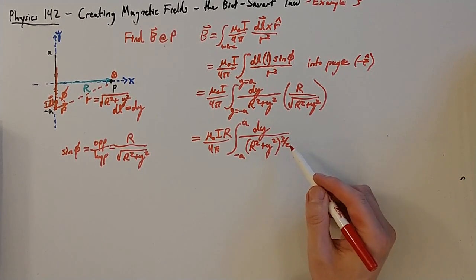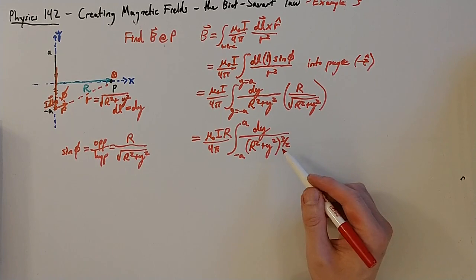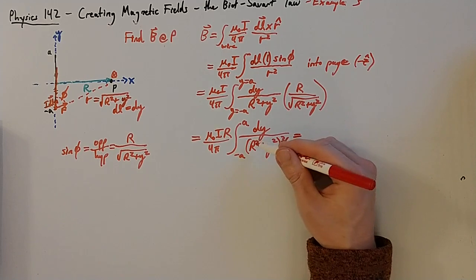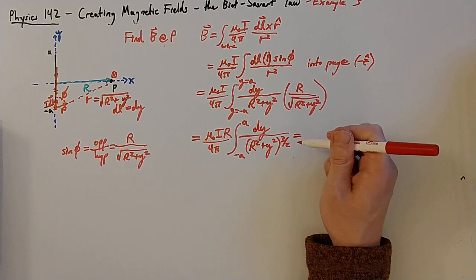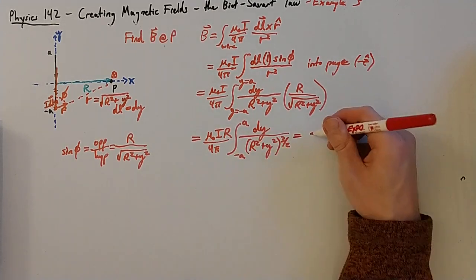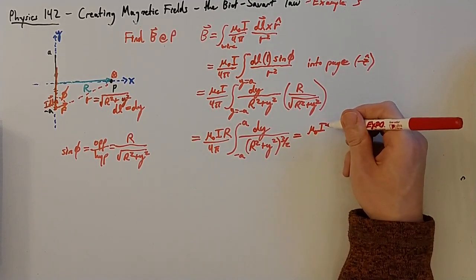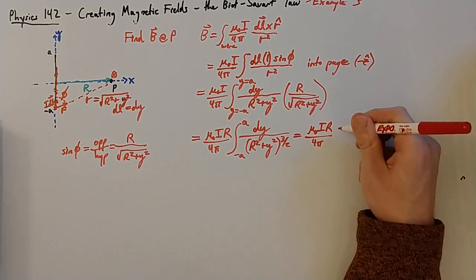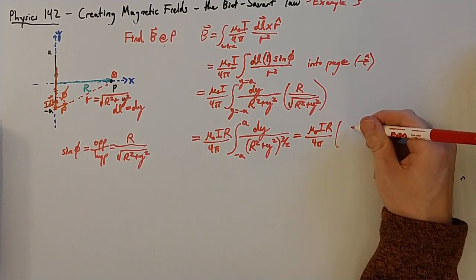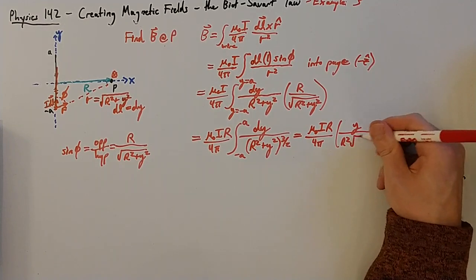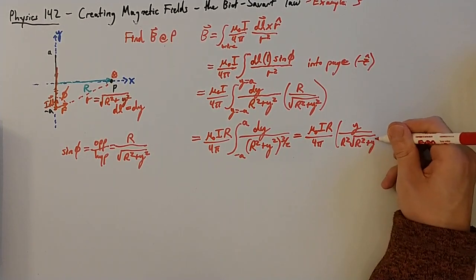So now this is an integral that I can do, or at least look up if you prefer. And so the integral of 1 over y squared plus a constant to the 3/2, if you go ahead and look that up, you get the following answer. You get that this is all the stuff in front, mu naught I R over 4 pi, times this integral, which ends up just being y over R squared times the square root of R squared plus y squared.